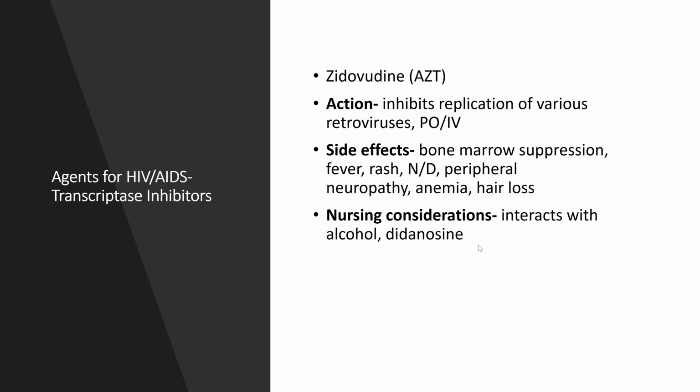You could experience peripheral neuropathy, so you're going to ask them if they're having any numbness or tingling in their hands and feet, anemia and hair loss. So nursing considerations, this medication reacts with alcohol and diadenosine. You're going to want to monitor that CBC, watching for anemia, and watching for bone marrow suppression.